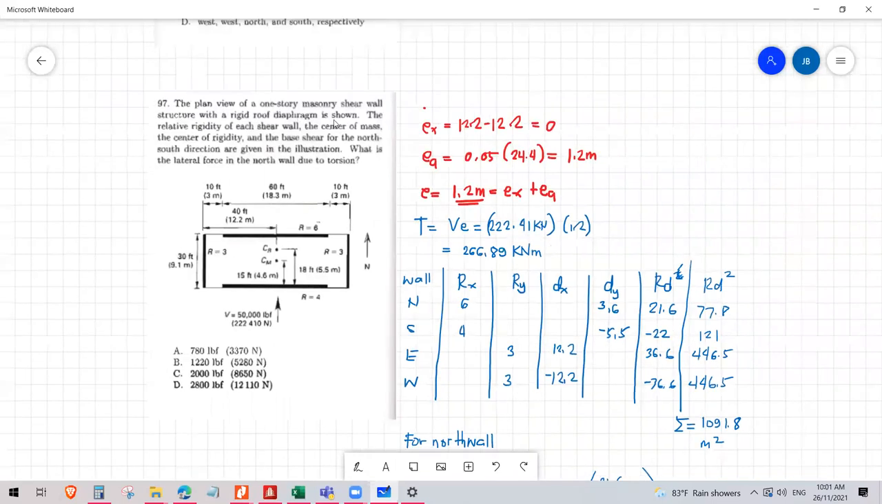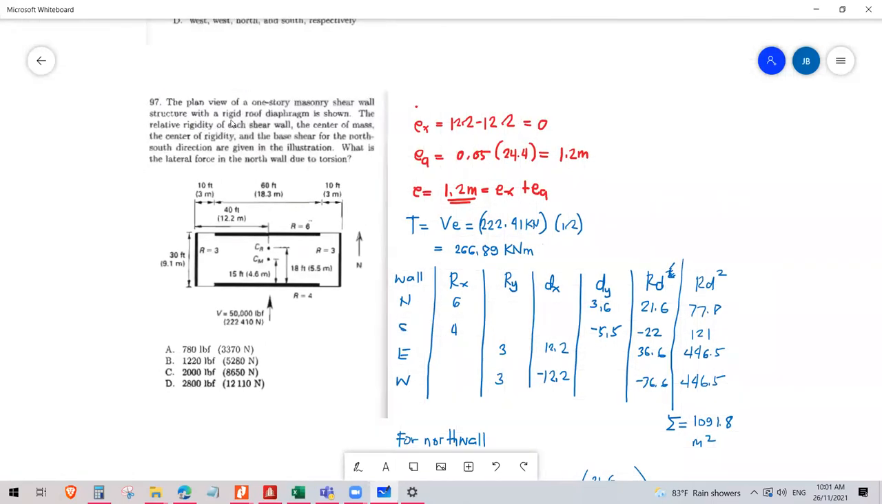So, the plan view of a masonry shear wall with a rigid roof diaphragm is shown. The relative rigidity of each shear wall, center of mass, center of rigidity, and base shear for the north to south direction are given in the illustration. What is the lateral force in the north wall due to torsion? Ito yung north wall mo.